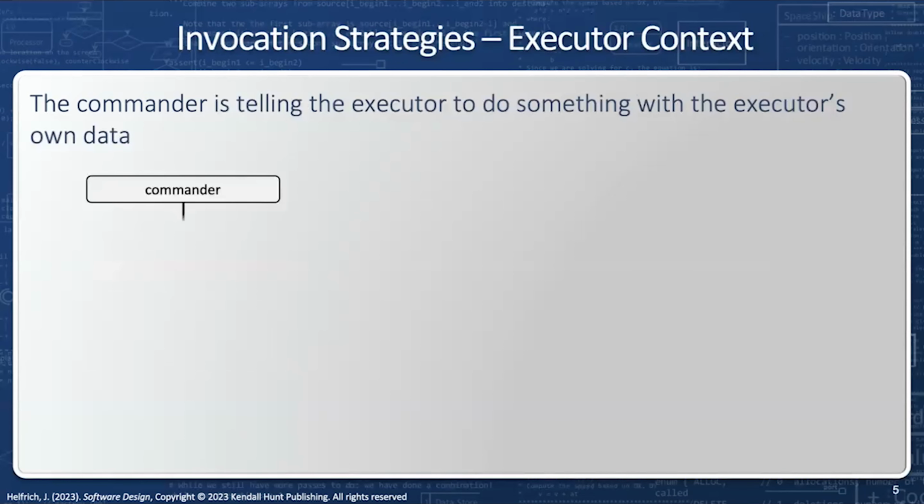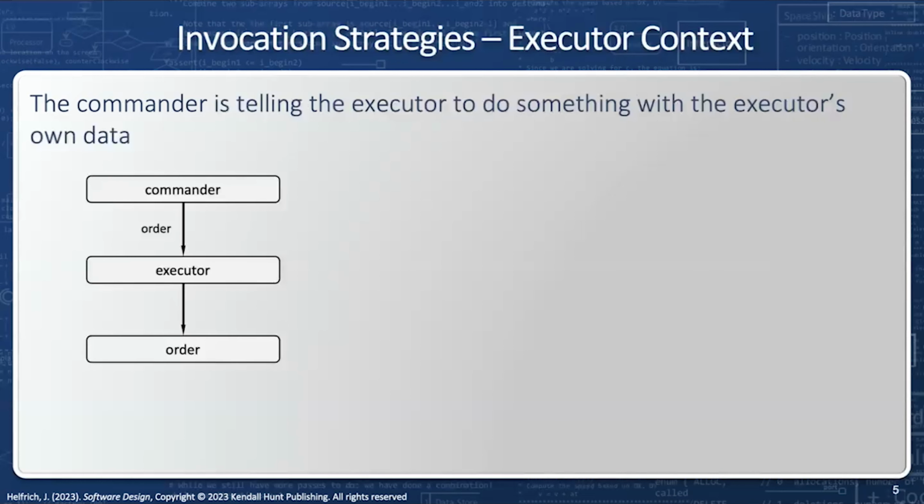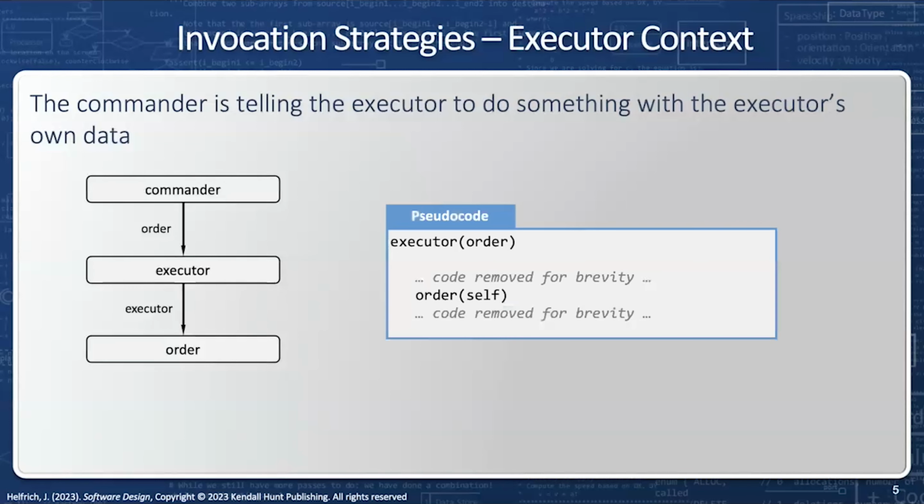A second example is the executor sends its own context. So we have the commander, once again, sending an order to the executor, but it's only going to be the order this time. There's going to be no data involved. Now, when the executor executes the order, it's going to send itself as a parameter. So looking at the pseudocode, we're going to see that when executor instantiates the order method, it's going to pass itself as a parameter, and that is the context which it's going to operate on.